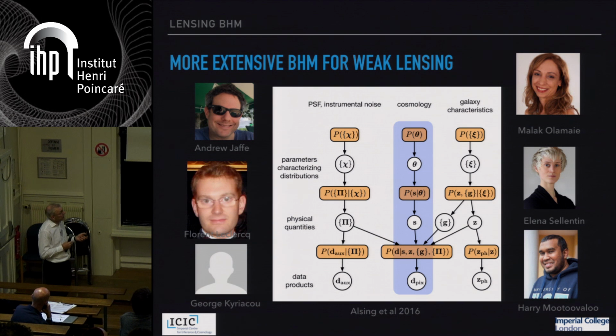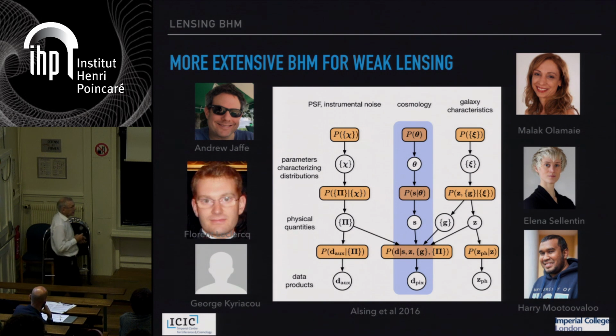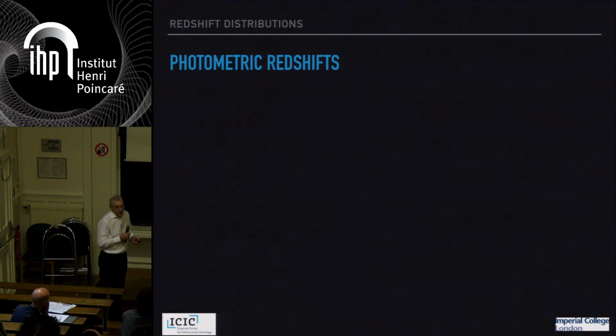The photometric redshifts, on the other hand, I think is a very different story, because those, I think, are a very significant source of uncertainty in the process. So we're working on building these into the model at least. So let me turn to photometric redshifts.